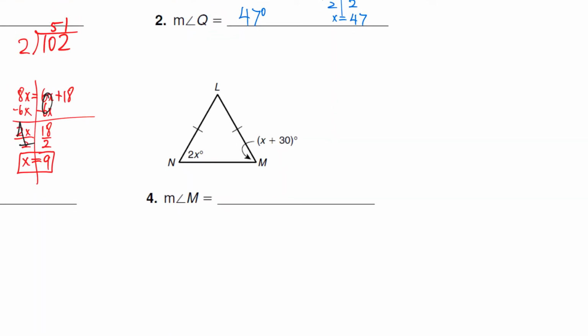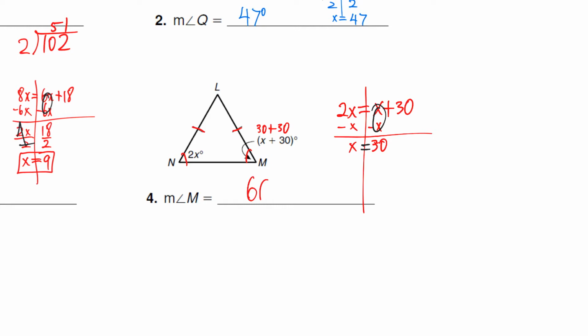Okay, number 4, same thing. Isosceles triangle, these two base angles are going to be congruent to each other, so I'm just going to set 2x equal to x plus 30. Subtract x. This one's easy. It already gets you right there. X equals 30. So if x equals 30, I plug that back in. 30 plus 30 is what? 60.